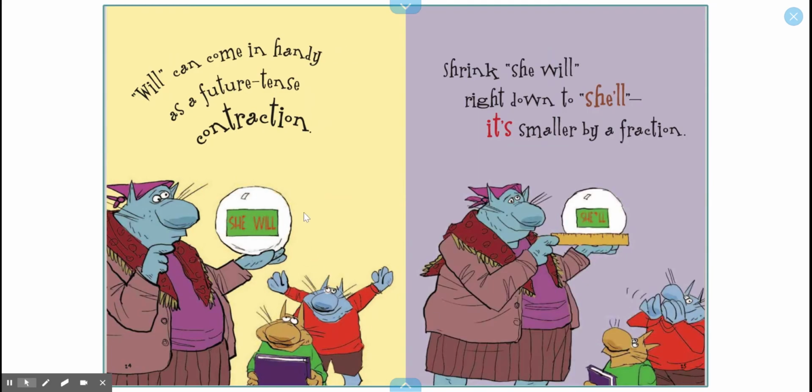Will can come in handy as a future tense contraction. So she will, that's what it says right there. Shrink she will right down to she'll. It's smaller by a fraction. So you have to be careful here though, because when you're reading, it looks like shall, but since it has that apostrophe, it's pronounced she'll. So she will, she'll. And there it is right there, she'll.